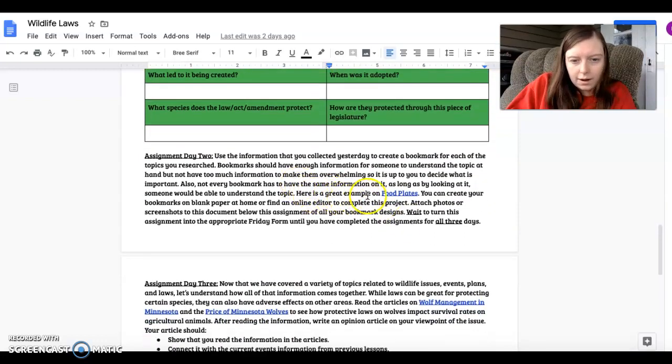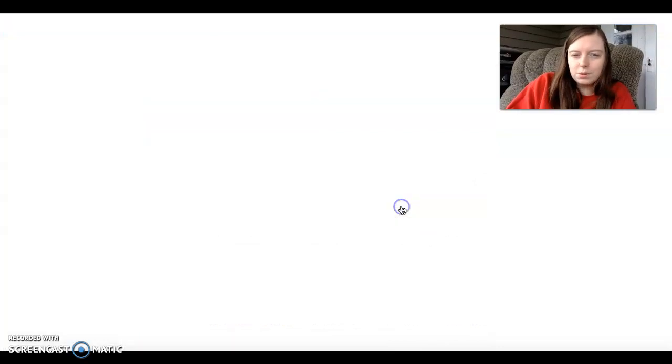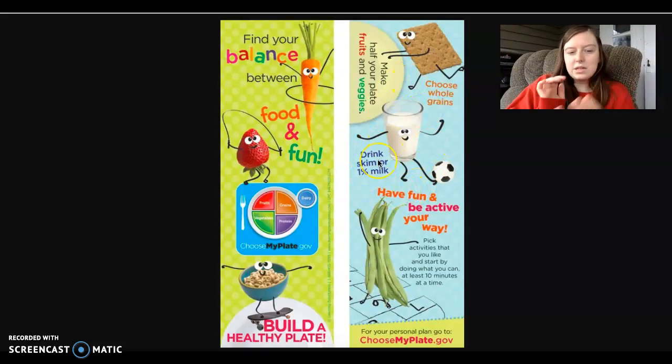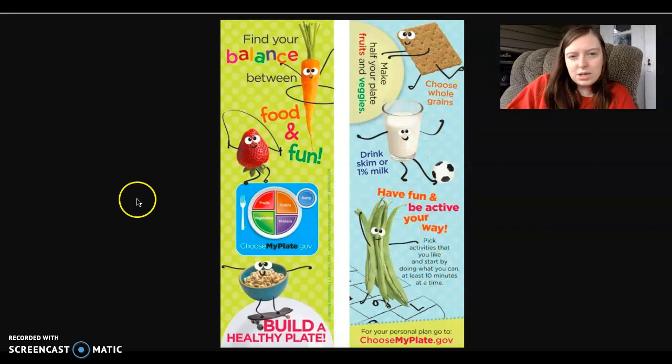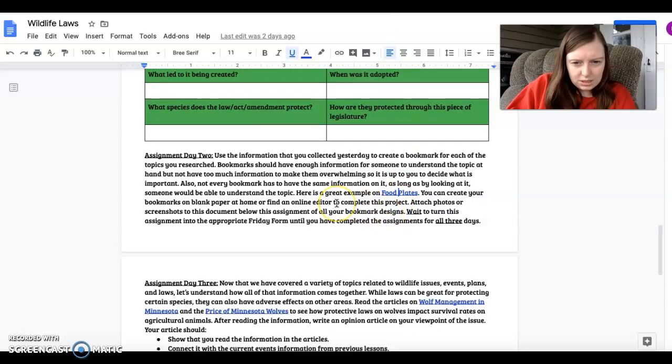All right, this is a really good example on food plates. So let's open this up here. You can see there's not too much information on it. It does still inform you what the segments of the plate are. It makes it fun. It makes someone want to read it and want to use it. It has 2 sides. I would encourage you guys to do that with your bookmark. A lot of bookmarks, if you look them up, will have more pictures and fun stuff on one side. So if you're protecting a certain species, you could put pictures of that species on one side, and then the information, the nitty-gritty, really important stuff, on the other side. So that is how I would encourage you to do these bookmarks.